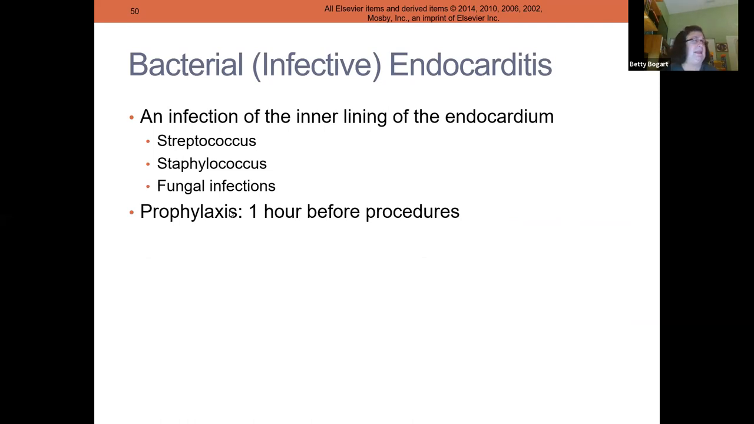Another thing you might see is endocarditis. And endocarditis is just like adults. There's absolutely no difference with this. This is when the lining of the heart gets an infection, and you need to do your prophylaxis before any treatment is going on.